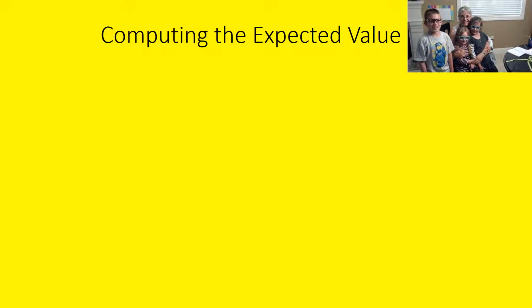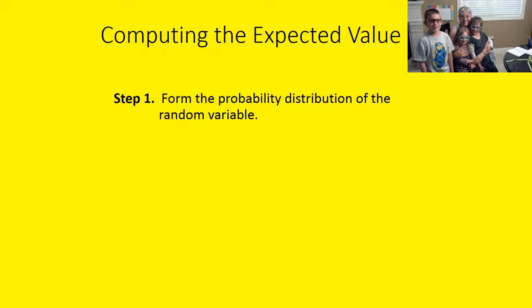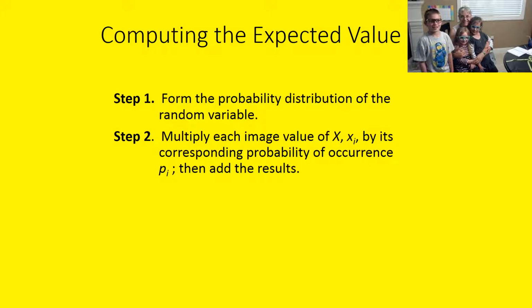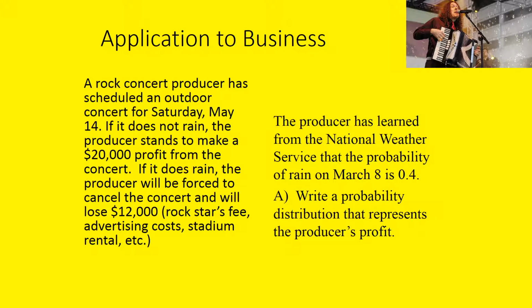Computing the expected value. Form the probability distribution. Multiply each of the particular values of big X by their corresponding probabilities. Add the results.